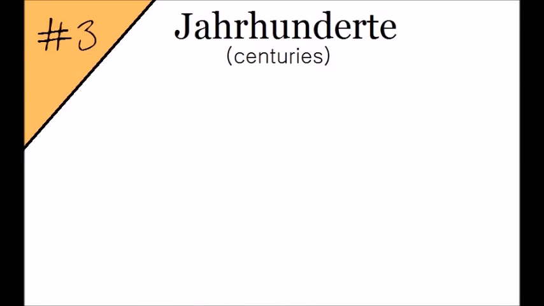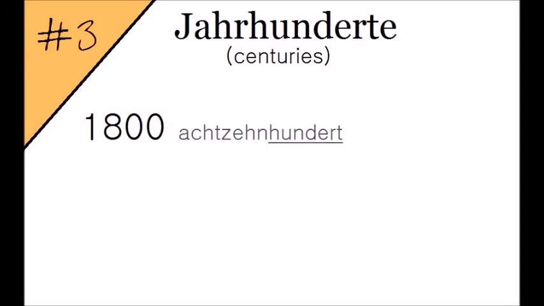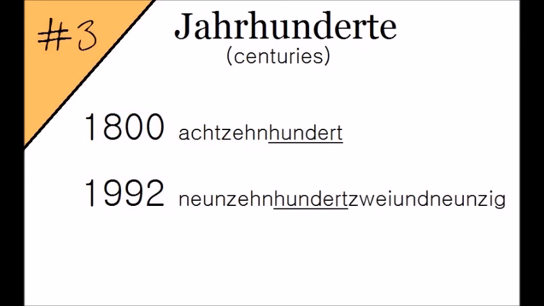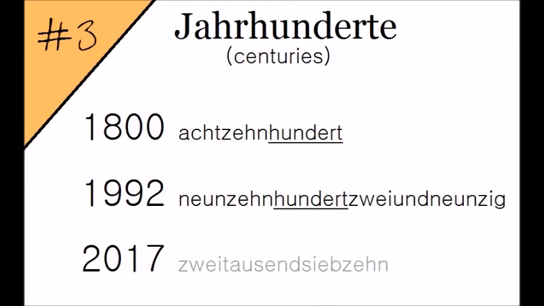Number 3. If you count years before 2000, they are counted in centuries. So basically you don't use thousand. For example, this is 1800. 1992. But 2017.